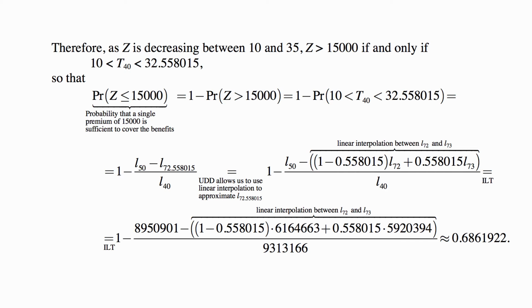So the probability that Z is less than or equal to 15,000, which is the probability that a single premium of 15,000 is sufficient to cover the benefits, is 1 minus the probability that Z is more than 15,000, which is 1 minus the probability that T40 is between 10 and 32.558015. And in terms of values of the population size, based on the mortality table, that's 1 minus (L50 minus L72.558015) divided by L40.